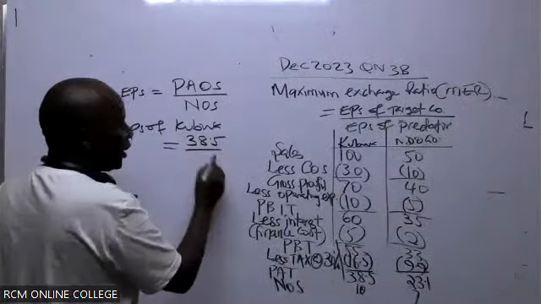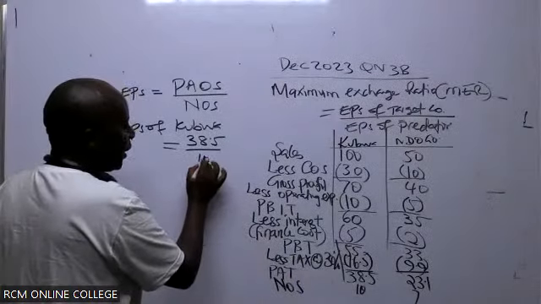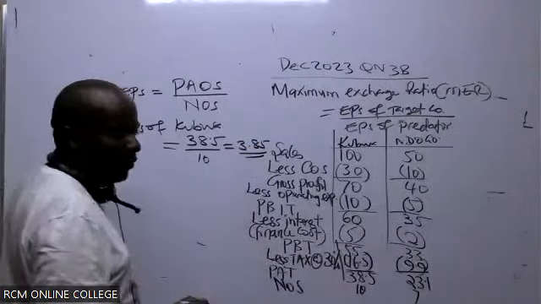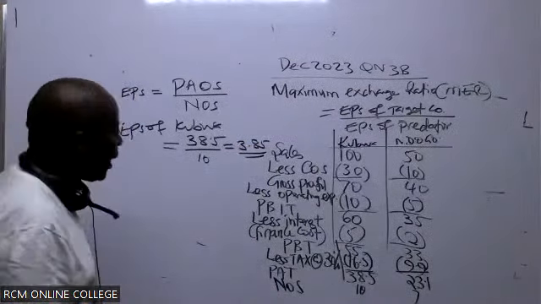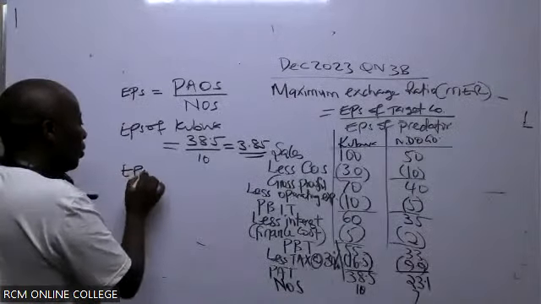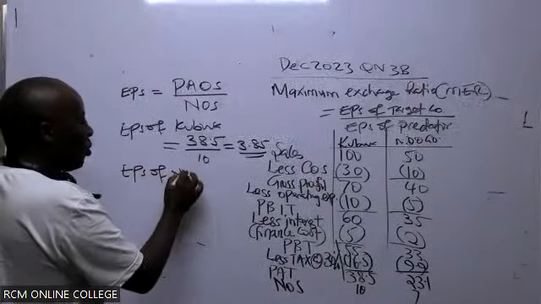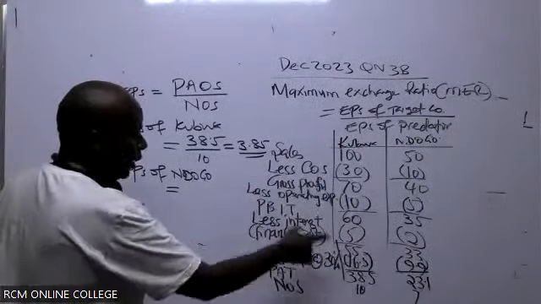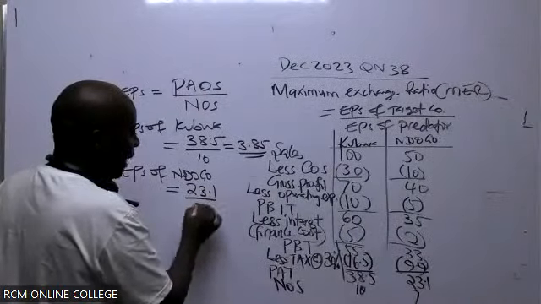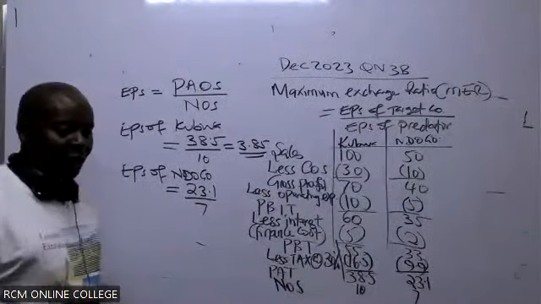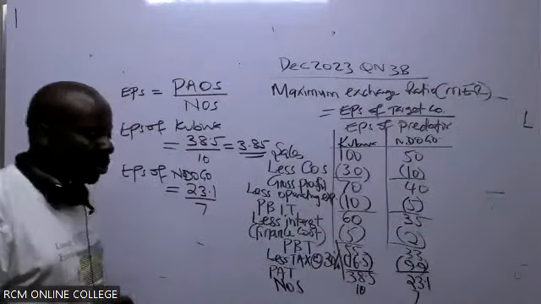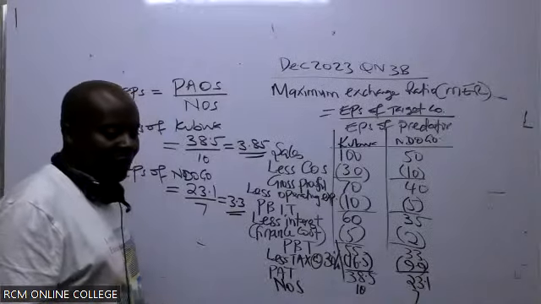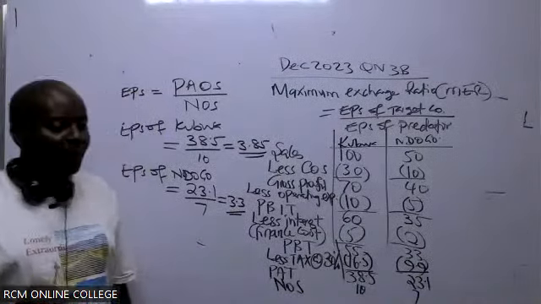We divide this by the number of shares outstanding, which are 10. So EPS of Kubwa will be 3.85. Is that okay? And then we have EPS of Ndogo. EPS of Ndogo will be 23.1 divided by 7, which gives me, according to Ida, 3.3. According to Ruth as well, thank you so much, 3.3.